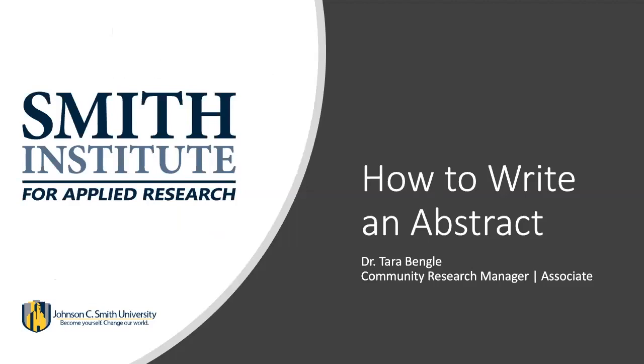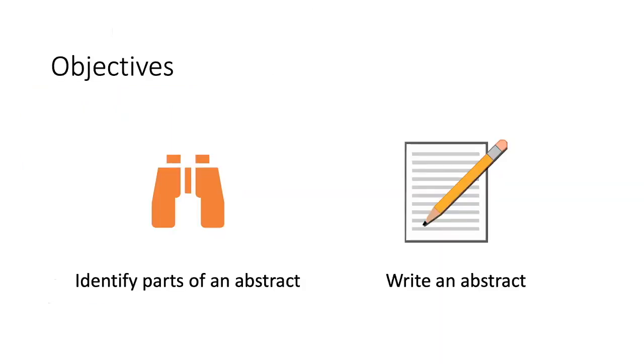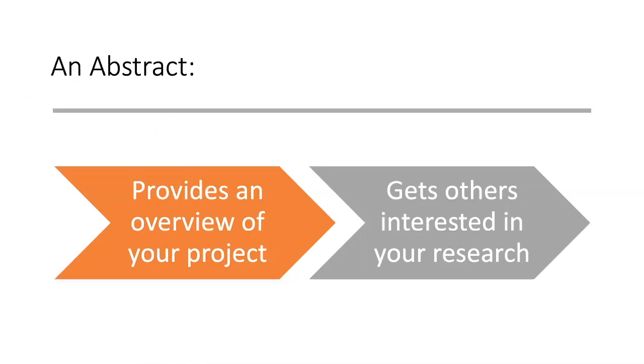Smith University. Today's presentation focuses on how to write an abstract. By the end of this presentation, you should be able to identify the parts of an abstract as well as write your own abstract. First, let's look at the purpose of an abstract. The purpose of an abstract is to provide an overview of your project. It also helps to get others interested in your research.